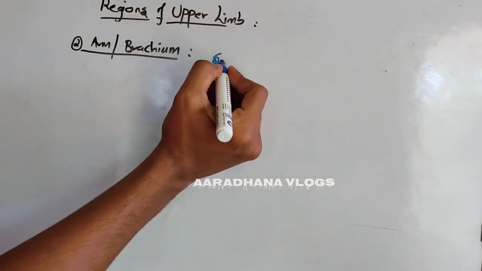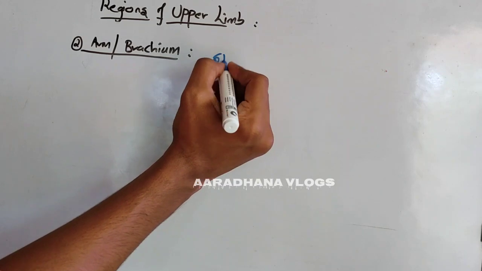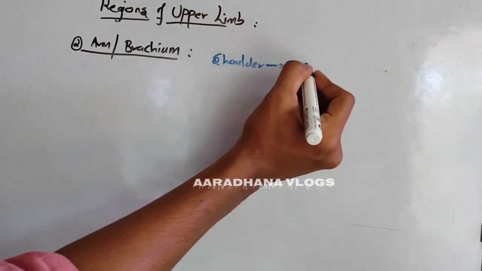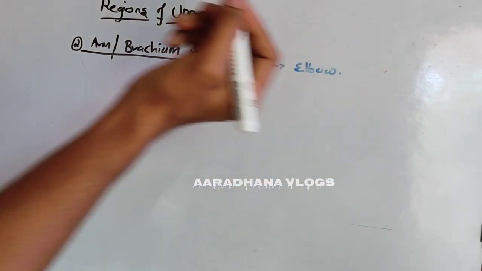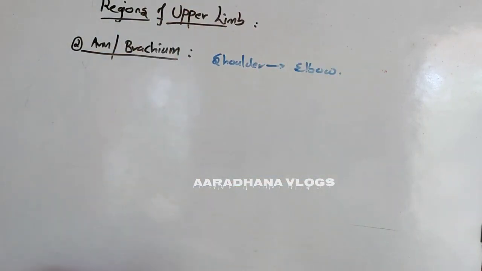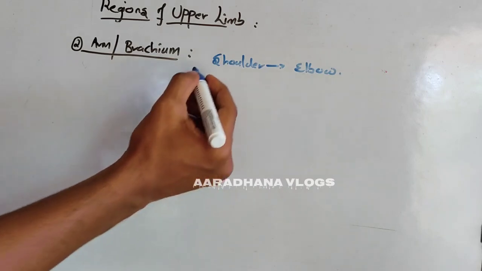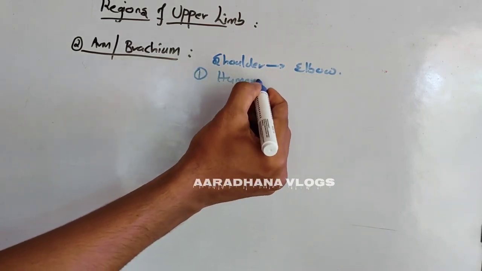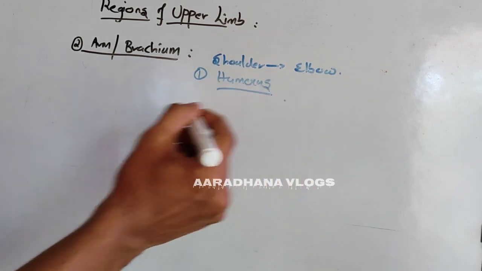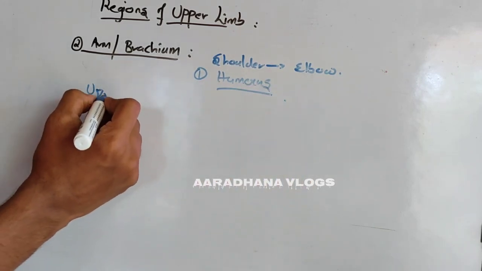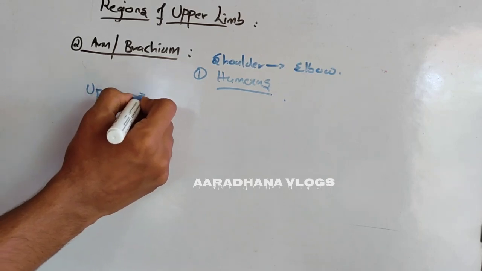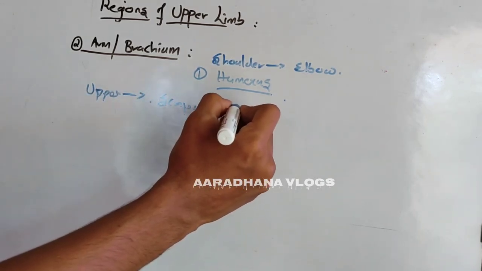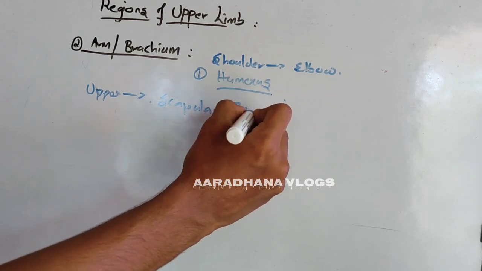It extends from the shoulder joint to the elbow joint, and it forms only one bone, which I had discussed in the earlier video also, that is the humerus bone. So the humerus upper end meets with the scapula to form this joint.